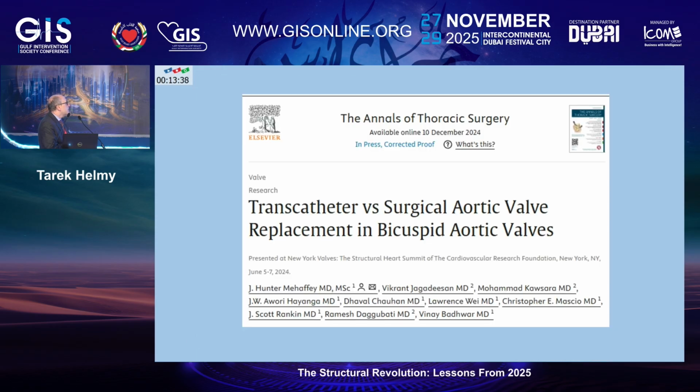Transcatheter versus surgical valve replacement for bicuspid valve. This is a paper by Vinay Badhwar. This was a retrospective analysis of a large database. It was not propensity matched, it was not randomized, and it inherently does have a lot of selection bias.